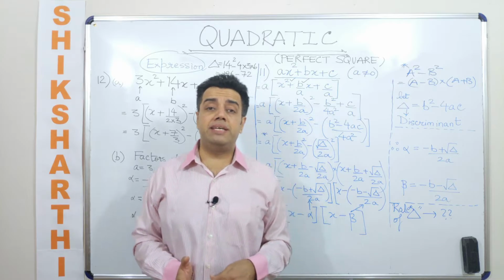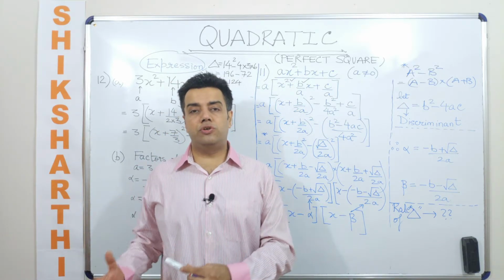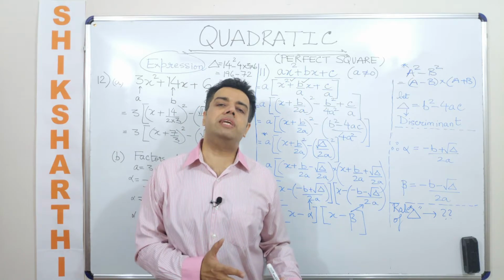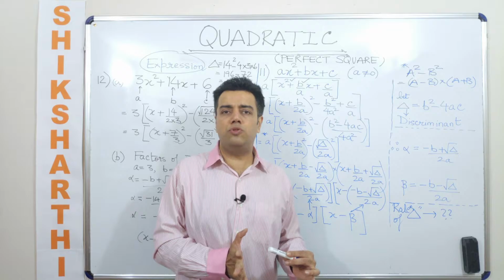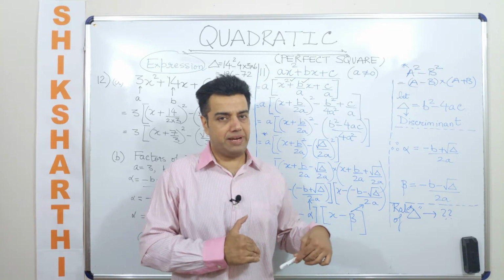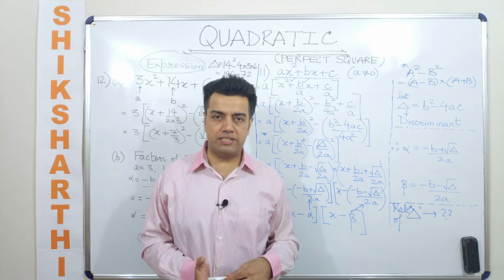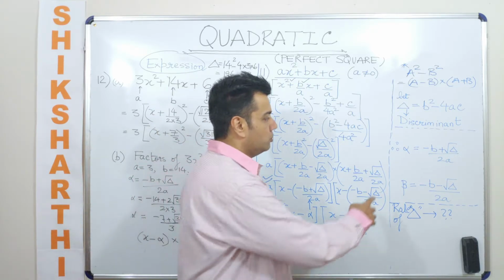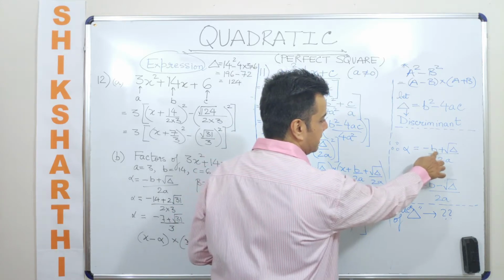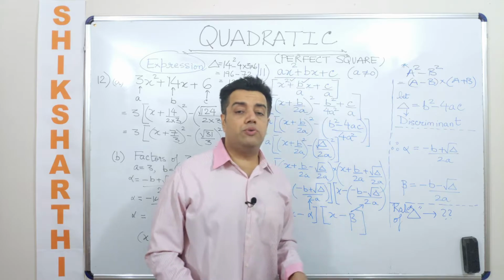Now what are alpha and beta here? The moment I equate it to 0, we know that a quadratic expression whenever equated to 0 becomes a quadratic equation. So alpha and beta no longer remain as factors, they become the roots or the zeros of the quadratic expression, or quadratic equation to be precise. So the value of alpha is nothing but minus b plus root delta upon 2a, and beta is nothing but this.